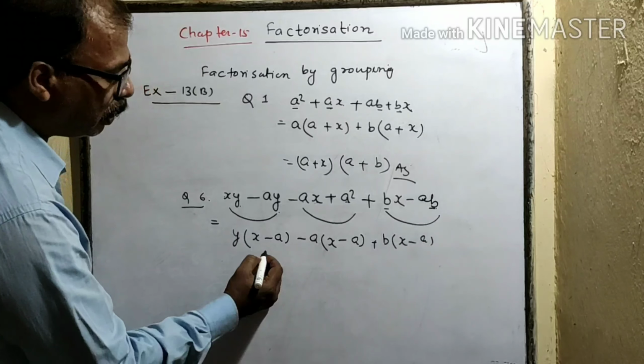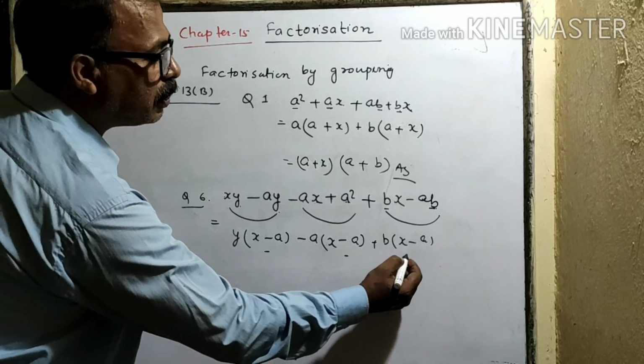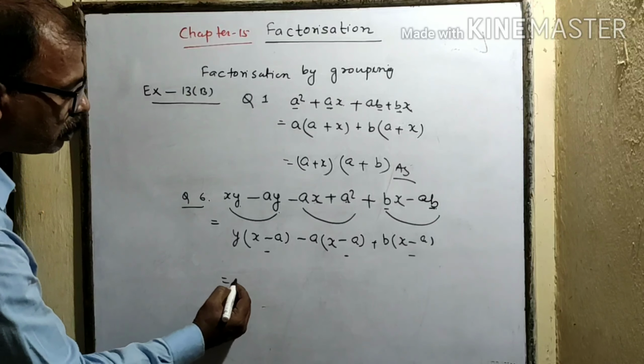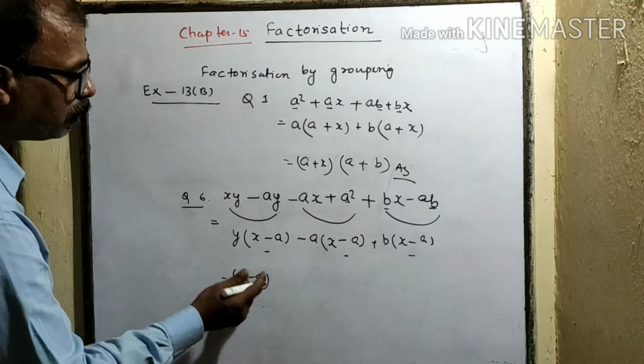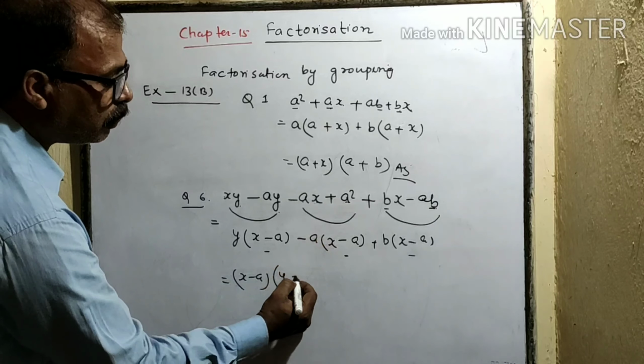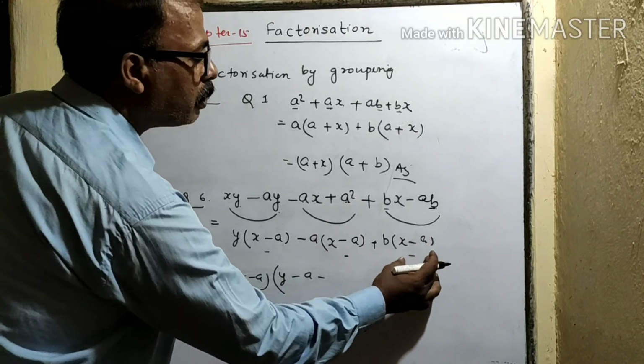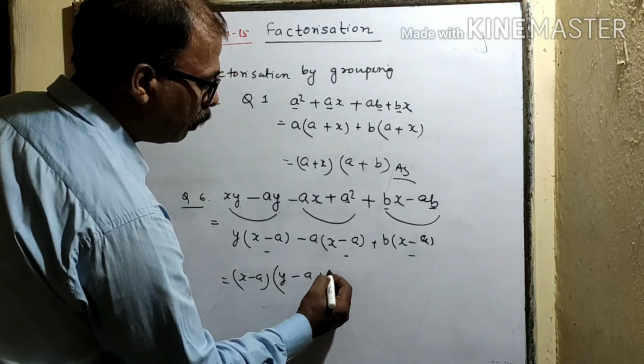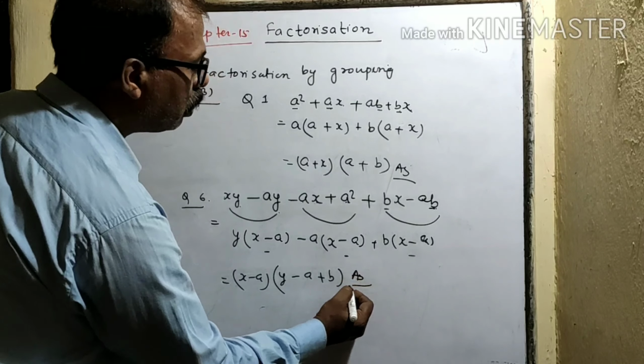Now what are you finding? Here x minus a, here x minus a, here x minus a. So next step we will take x minus a as common. So what is left? Y. Here x minus a is taken common, so what is left? A. From here x minus a is taken common, so what is left? B. And this will be your answer.